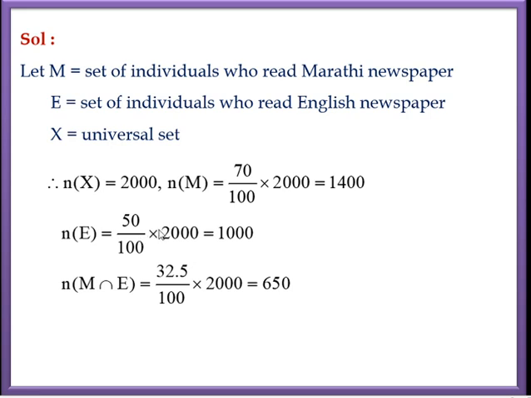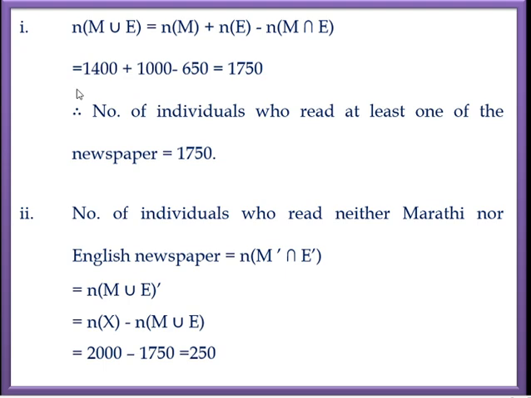What is n of E? 50% read English. So 50 by 100 into 2000, that is 1000. Now 32.5% read both. Now what is 32.5% of 2000? It comes out to be 650. Now by the addition theorem, what is n of M union E? It is n of M plus n of E minus n of M intersection E. Substitute the values, you get 1750. So the number of individuals who read at least one of the two newspapers is 1750.